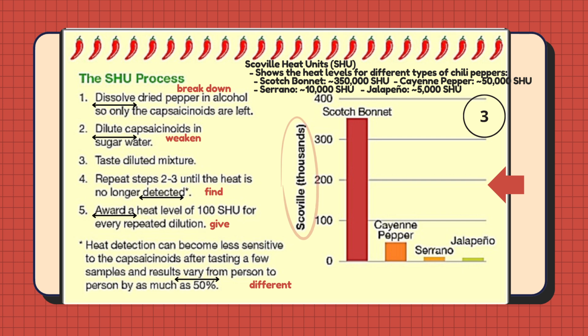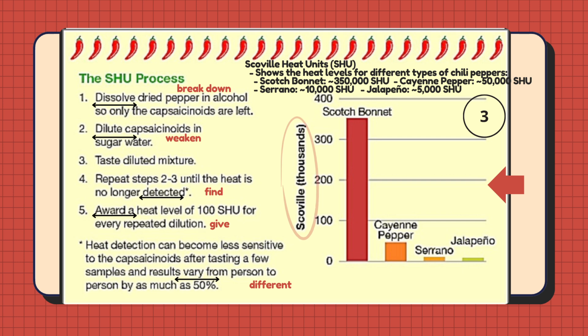The third part of the text is the SHU process. SHU, meaning Scoville heat units, is the measurement of the hotness of the chili pepper. And then at the side, you can find a graph representing how hot the types of chili peppers are. And as you can see, obviously, you know what the answer is.